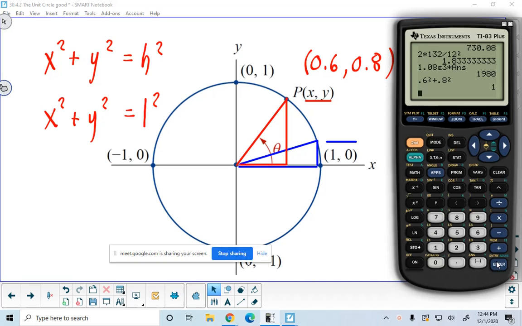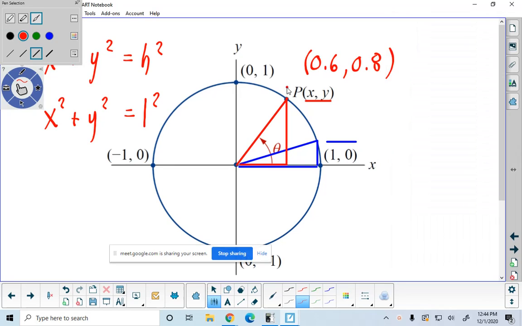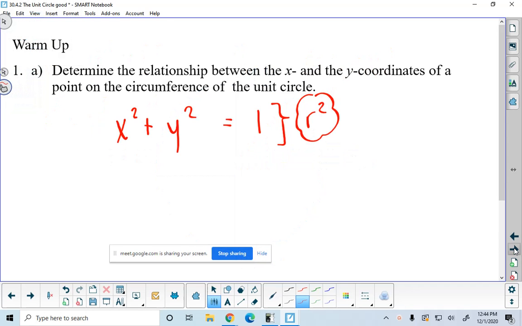If I would have said 0.6 comma 0.9, that would be here, and it wouldn't be on the unit circle. So that's the equation of the unit circle, and that's the interpretation of what it means. It means if you take the x and y coordinates and square them and add them, you get 1. If you don't get 1, it's not on the unit circle.